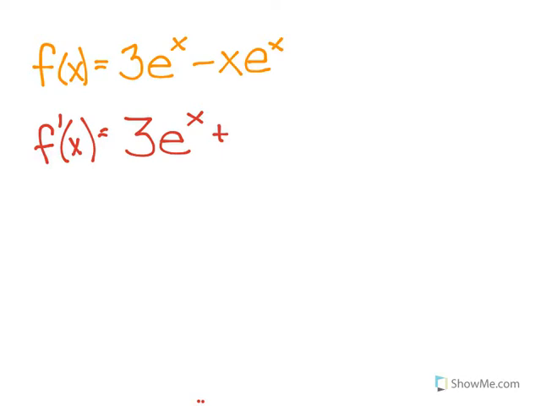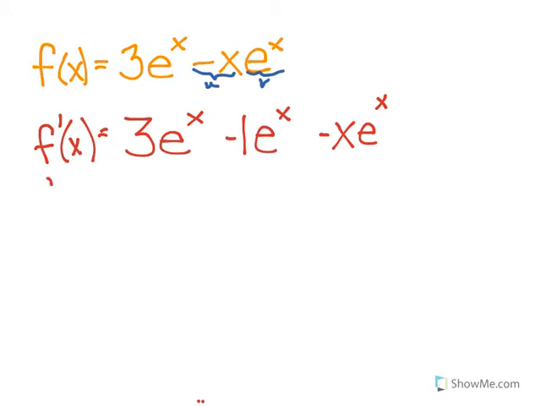So there's the original function, and I started taking the derivative of that function. Now I have to do the product rule here. So this is my u prime, that's my u, and this is my v. So, plus the derivative of 3e^x. So u prime is negative 1, v is e to the x, plus u, which is negative x, and v prime, which is e to the x.